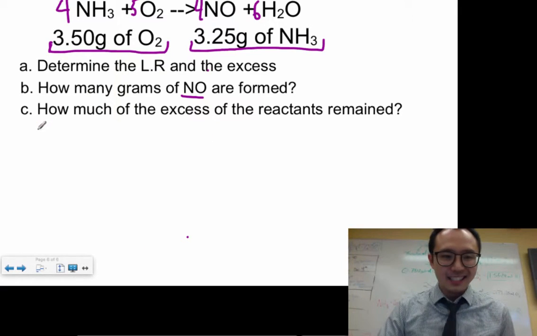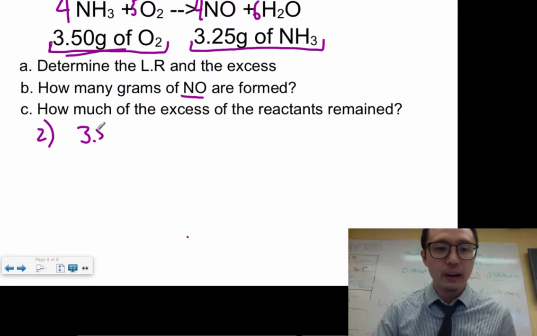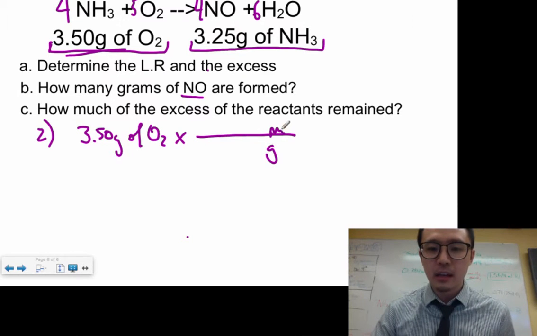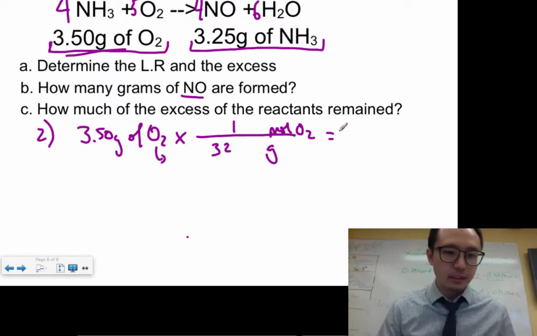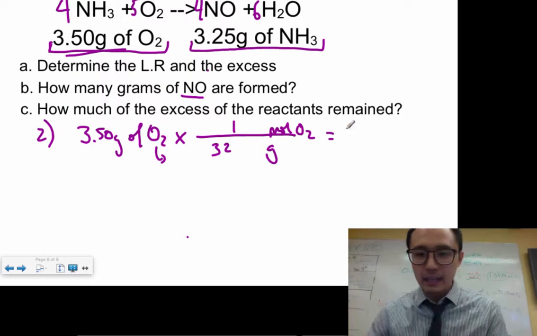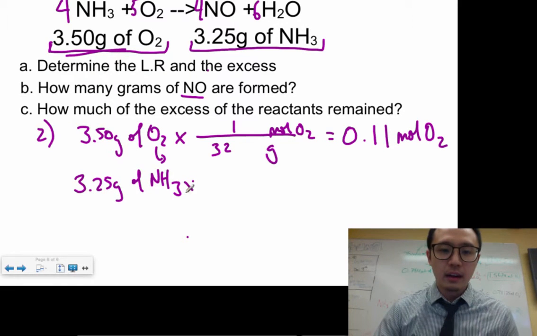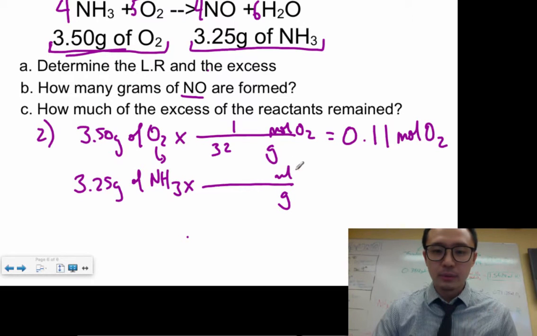That's the first thing. The second step I need to do is change all this into moles. When in doubt, change into moles. So 3.5 grams of O2 times the division bar. So this is grams, moles of O2 at the top. 1 mole, and for O2, my molar mass is going to be 32 grams. So this is 3.5, let me punch this in, 3.5 divided by 32, I get 0.11 moles of O2.